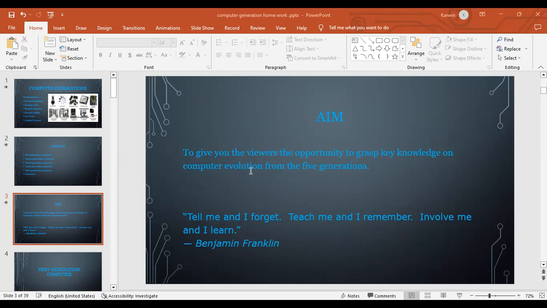from the 5 generations. Before I start the presentation, I have a quote from Benjamin Franklin, which says, "Tell me and I forget, teach me and I remember, involve me and I learn." I will now hand over to Rahim Duke as he continues the presentation.